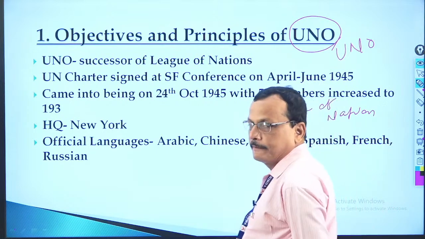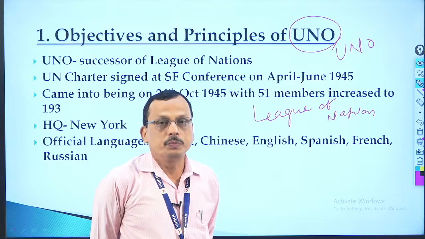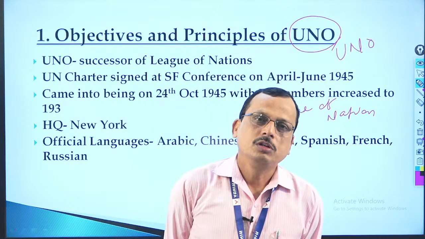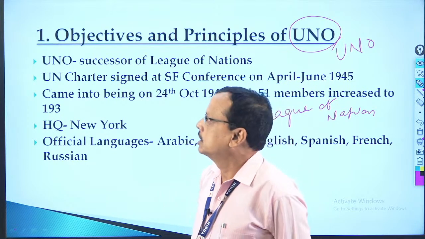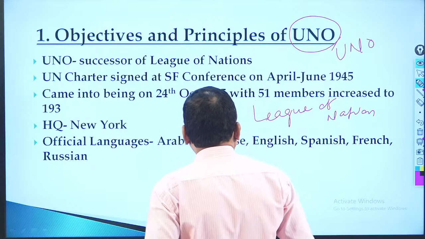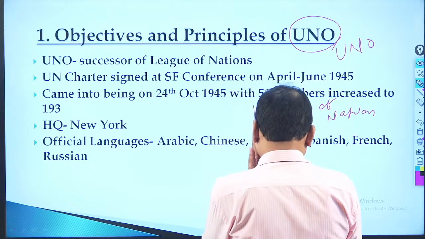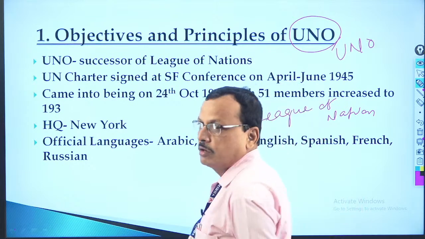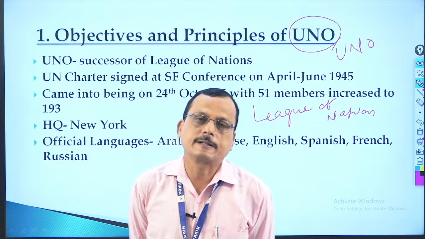the League of Nations was created with the objective of ensuring peace and security, but the failure of the League led to the Second World War. That means the League of Nations failed in its objective of maintaining peace and security, for which the Second World War took place.